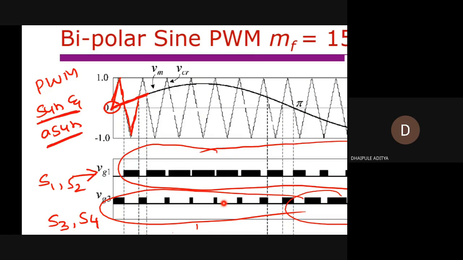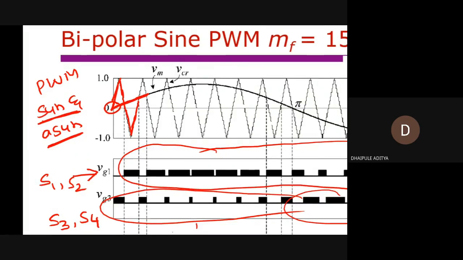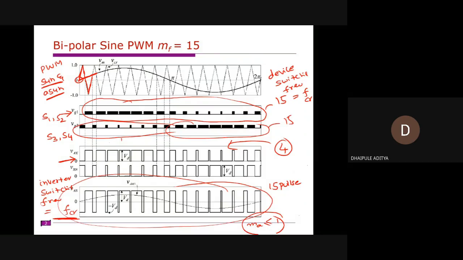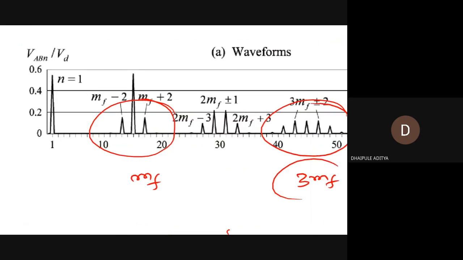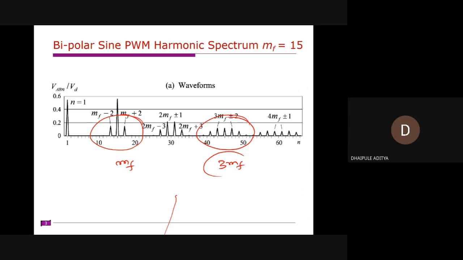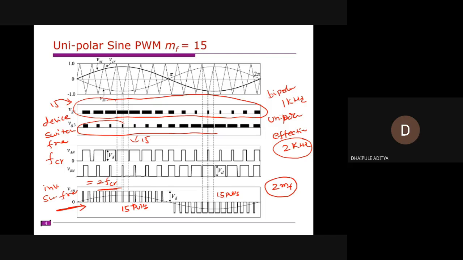Is it clear? Synchronous and asynchronous. Just remember this, we'll discuss it in the next one. So you know the difference: in case of synchronous, both the modulating signal and the carrier signal start at the same position. So this is about unipolar and bipolar.